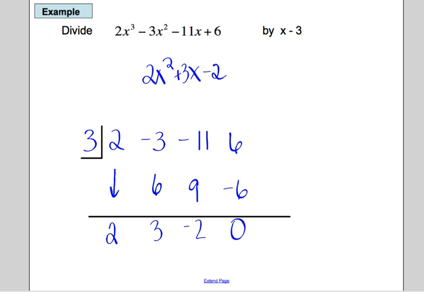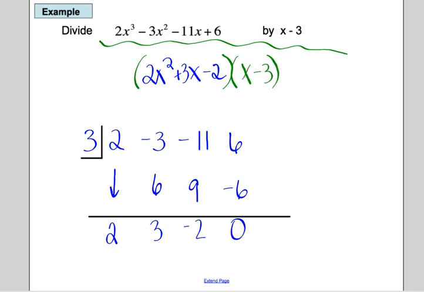Now, just taking a second and thinking a little bit further on this idea and where we're going to be going with this. If the given polynomial divided by x minus 3 equals 2x squared plus 3x minus 2, then working backwards, I could take the answer and multiply by x minus 3, and I would get the polynomial I started with. This is where we're headed. You can see a little bit now how synthetic division helped us factor. So that's where we're headed. That's where we're trying to go.